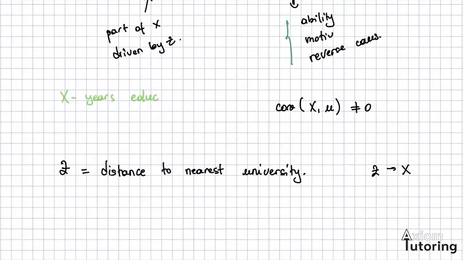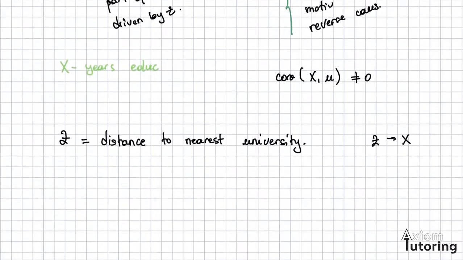Okay, now distance to a university doesn't determine your earnings. So this relation in here does not exist. Okay, and distance to university doesn't have anything to do with your abilities, with your motivation. So even this direction in here does not exist in this particular case, okay? So we found this instrument, distance to nearest university, which only affects Y through X, because there are no other arrows that connect Z directly to Y.